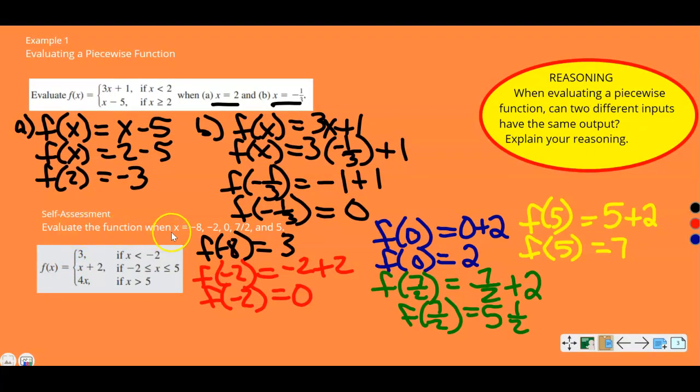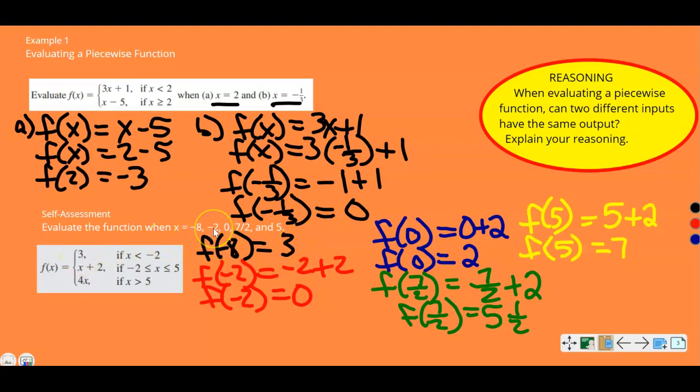All right, so evaluate the function when x equals negative 8. Negative 8 is less than negative 2, so 3 is your answer here. f of negative 8 equals 3, okay? That is just a constant function there. That's your whole equation. That's just it.